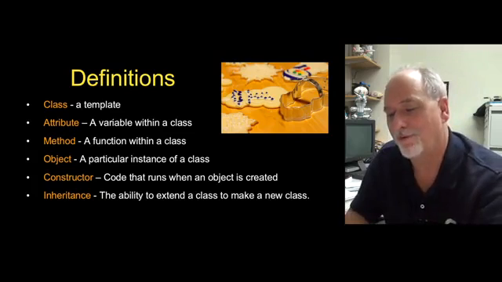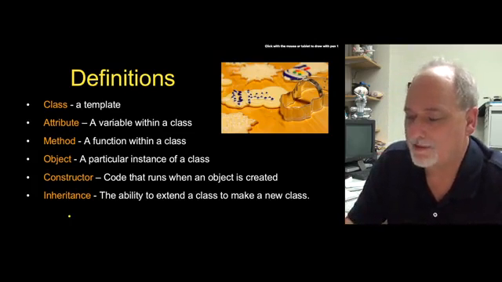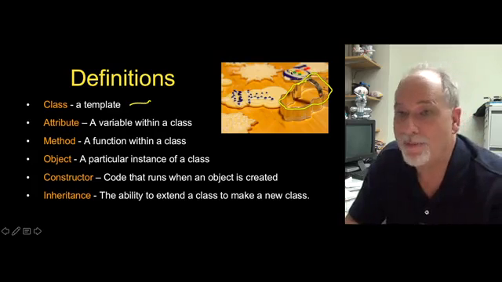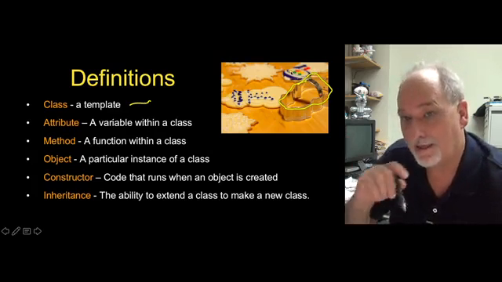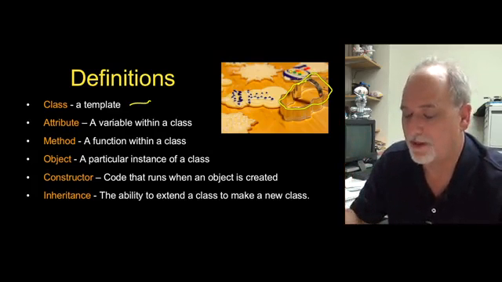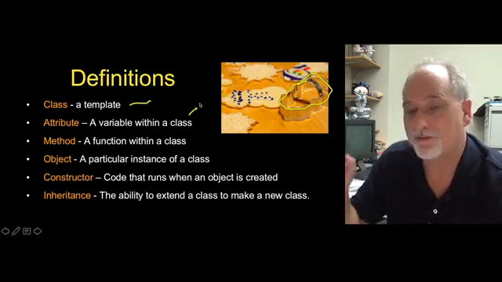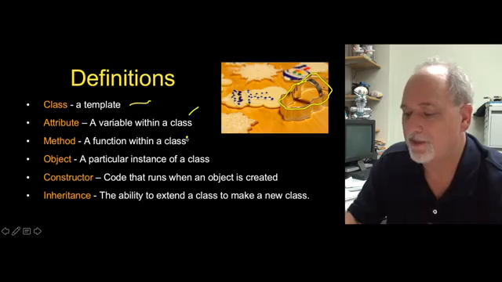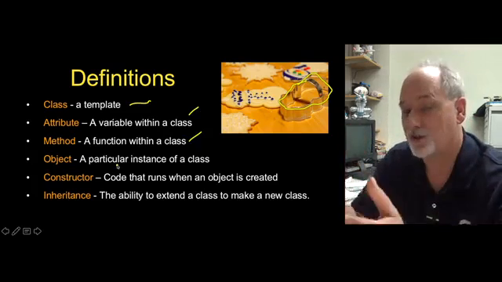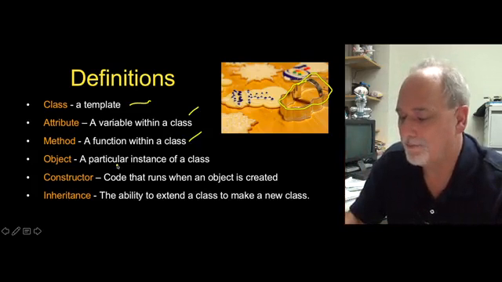So let's just review one last time. A class is a template. It is not actually a thing. It is a shape of a thing. And we define it and say when we make one of these things, it's going to have these variables in it. It's going to have these methods in it. Attributes are variables within a class. A method is a function that's inside of a class. An object is what we get back once we construct a class.